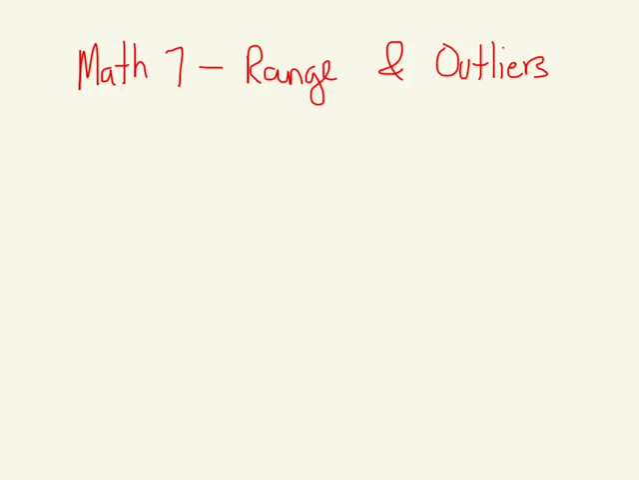Alright, this video is the concluding part of our chapter 12 on working with data, and we're going to look at two concepts today, the range and outliers in a set of data, and then we'll also assess and give some hints on when to use certain measures of central tendency, when it's more beneficial than others.